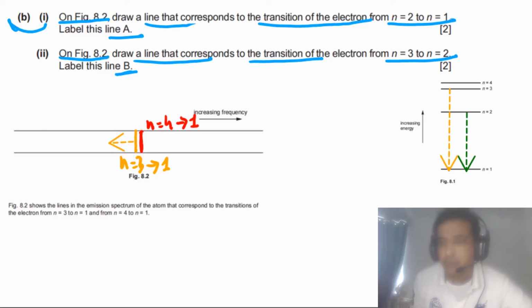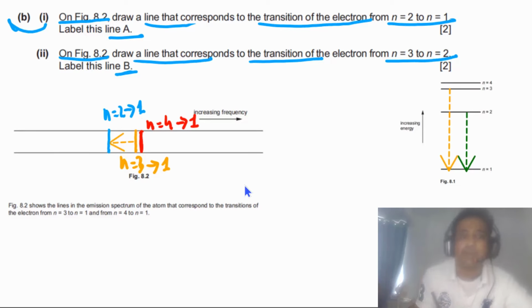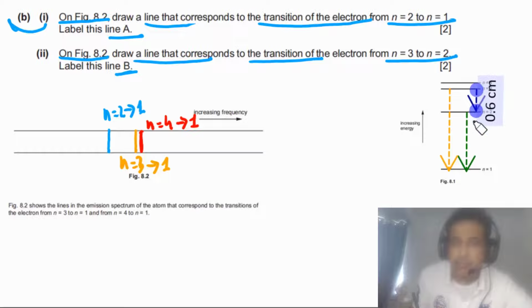Now simply we need to draw a line here. So we can draw one blue line here. So this is 1.7. So we can draw it. So this is for N2 to N1. We don't need this arrow, so we can clean that part. And for the second part, N3 to N2, we need to draw the line for this part, and this is about 0.6.